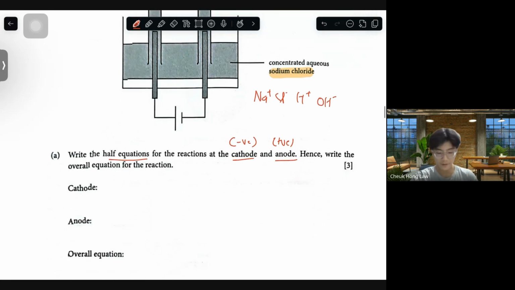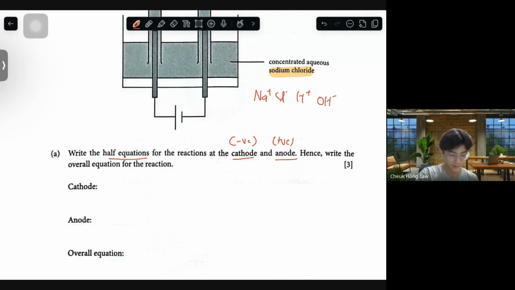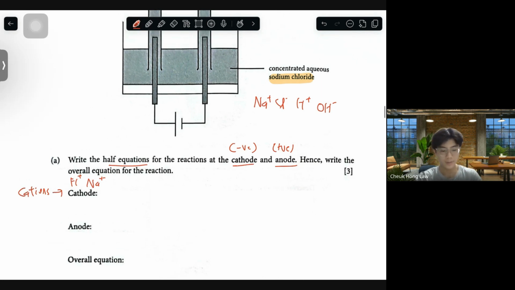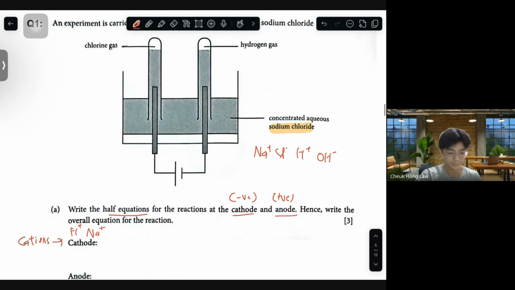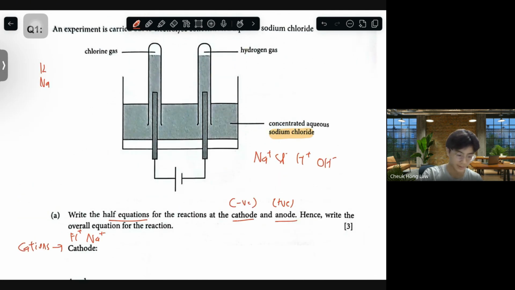Okay, so write the half equation for the reaction at the cathode. What is attracted to the cathode? Your cations, right? Your positive ions. So what are the possible positive ions? Na⁺ and H⁺. Okay, only one will be selectively discharged. There will only be one winner. So we decide that by using the reactivity series.